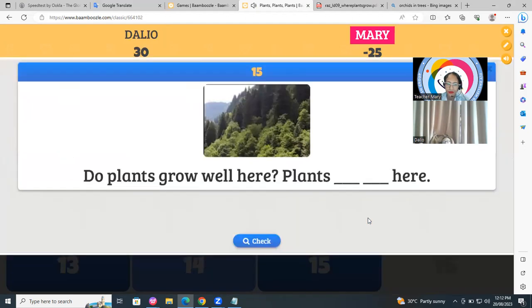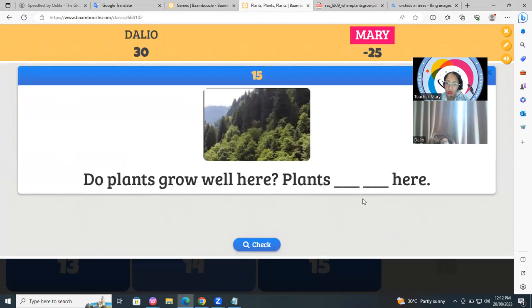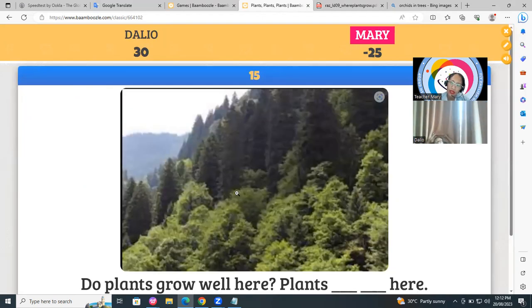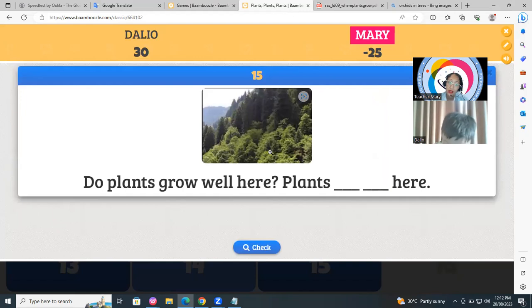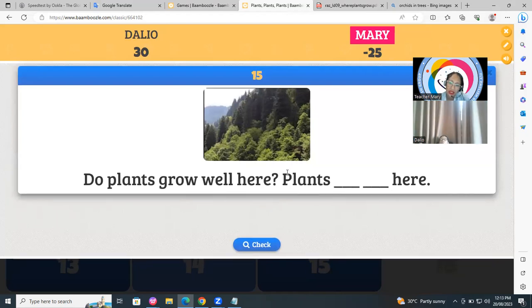Okay, my turn. I'll choose 11. Do plants grow well here? Yep. Plants grow well in here. What do you call this place, Dalio? What is this place called? Is that an ocean? Are you sure this is an ocean? Is this a river? No. Oh, this is forest. Forest. Can you say it? Forest. Yep. So plants grow well in forest.